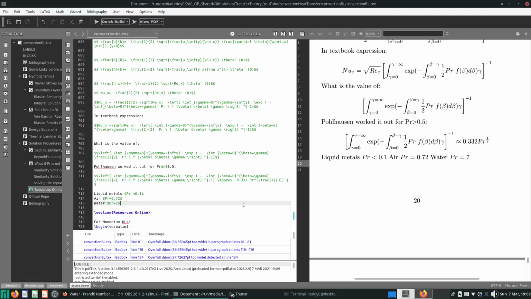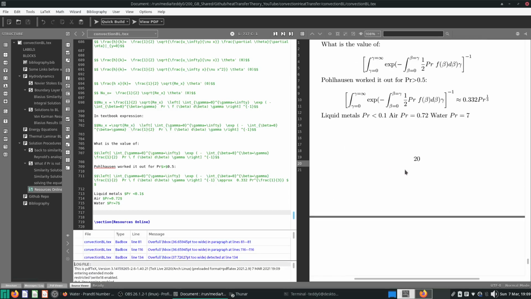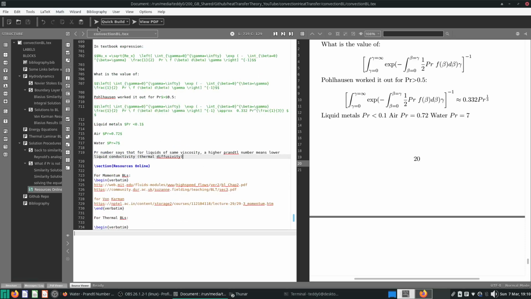Basically, what I like to roughly give as an intuition for Prandtl number: what does the Prandtl number tell us? The Prandtl number says that for liquids of the same viscosity, a higher Prandtl number means lower liquid conductivity, or more accurately, lower thermal diffusivity.